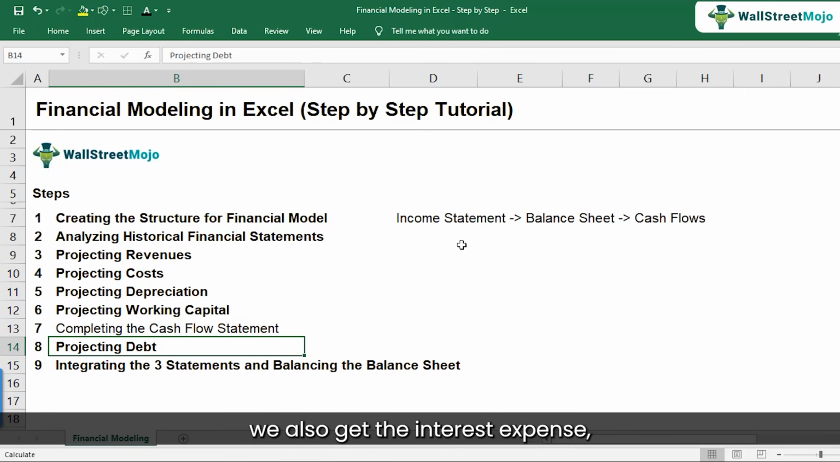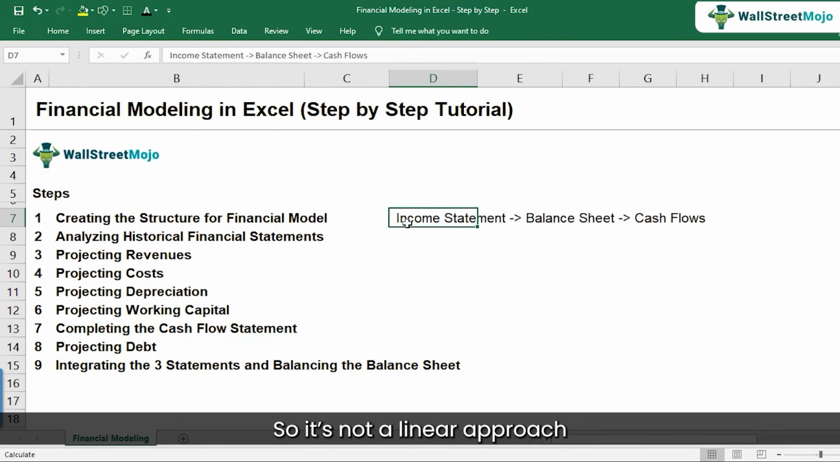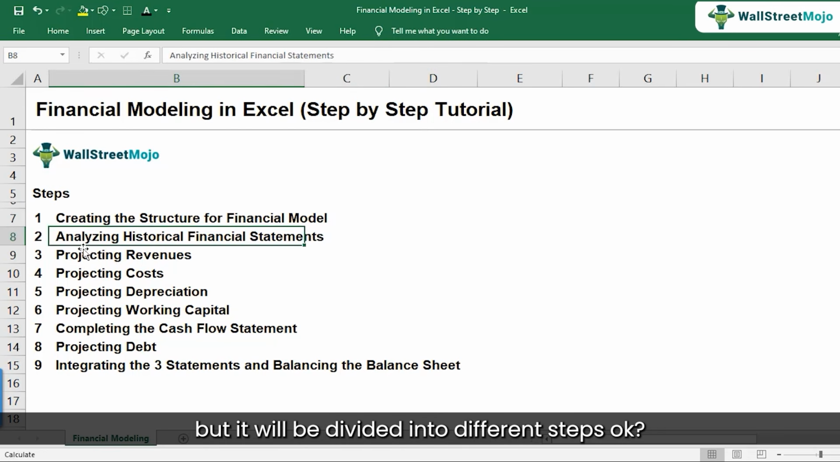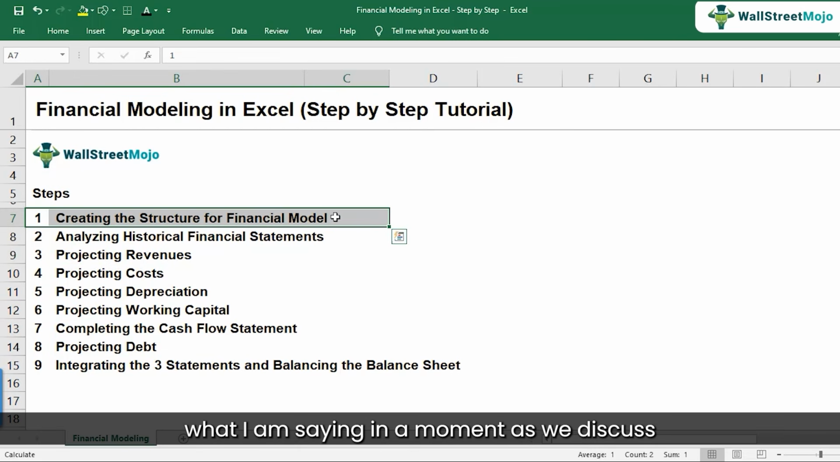And from the debt, we also get the interest expense, which is again an income statement item. So a lot of things are kind of integrated. So it's not a linear approach like the way it is shown here, but it will be divided into different steps. Okay, so you'll understand what I am saying in a moment as we discuss each of these steps.